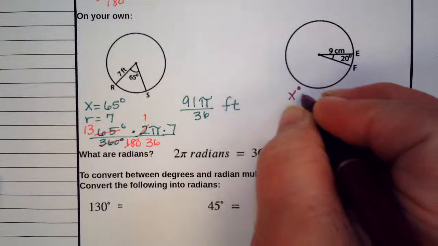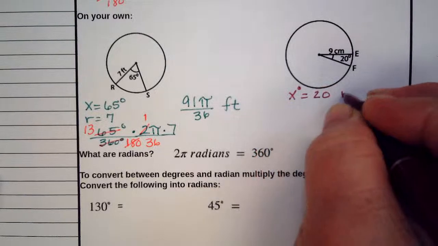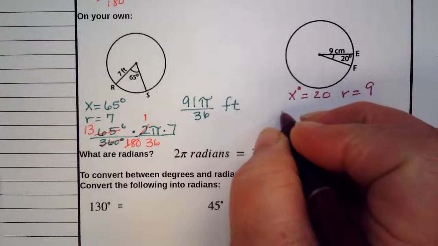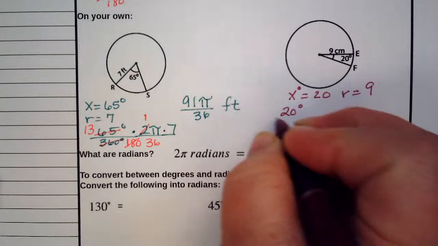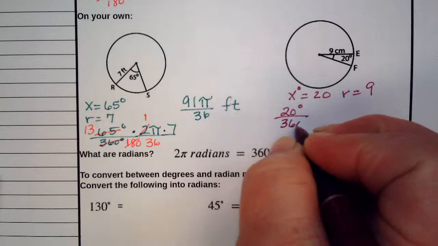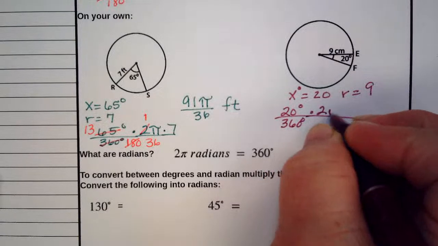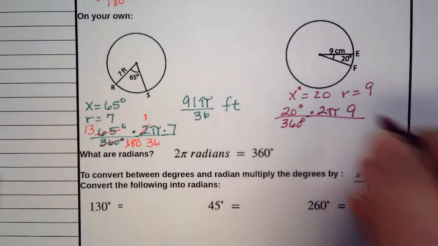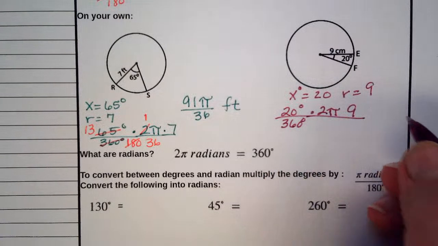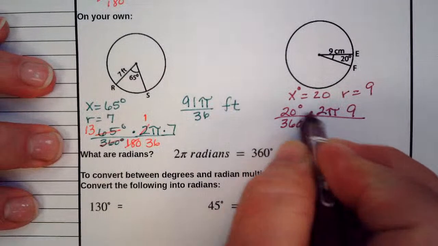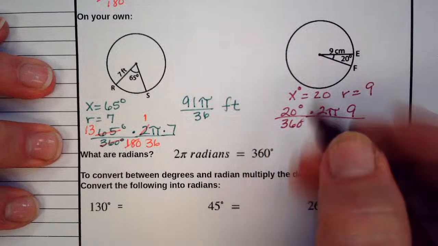X degrees is 20 degrees. R is 9 centimeters. So it's 20 degrees over 360 degrees times 2 times pi times 9. That looks like 368, but it's supposed to be 360 degrees.